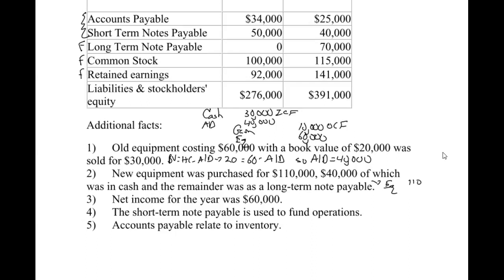Notice what it says next. $40,000 was in cash. That means we paid $40,000 in cash, and then the rest was the long-term note payable of $70,000. So why is that important? If we go back up and look right here, this $70,000 increase is non-cash.